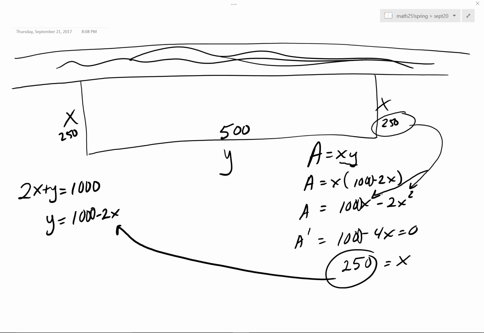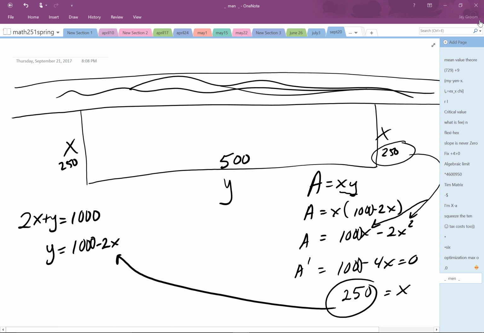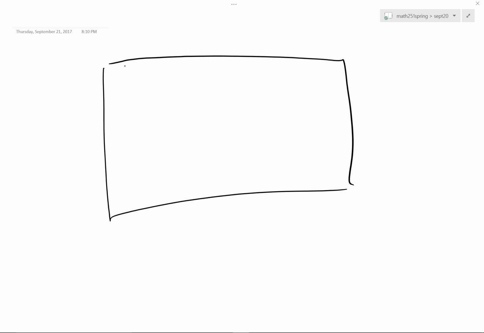Okay? And so it's another classic example. I mean, here's another classic one. It's almost the same. Suppose you're going to cross-fence this piece of property into a bunch of little fences.